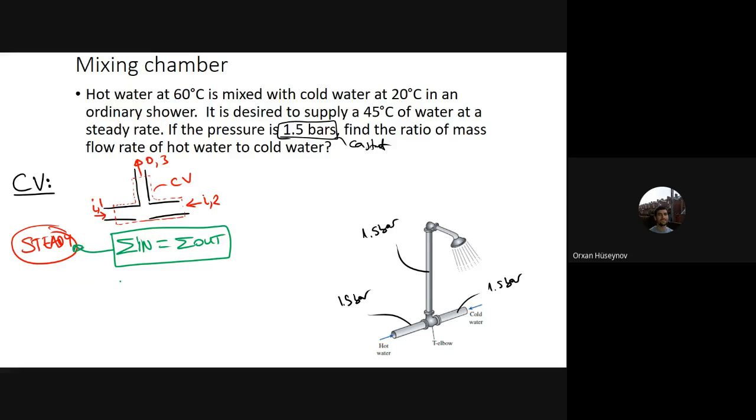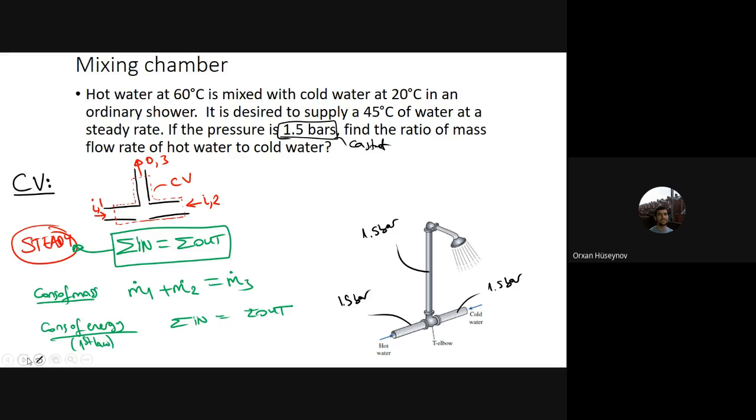Let's write it, firstly, as conservation of mass. Conservation of mass means that m dot 1 plus m dot 2 will be the same as m dot 3. This is the conservation of mass. Now comes the conservation of energy, or the first law, and the first law says that again the in is the same as the out.